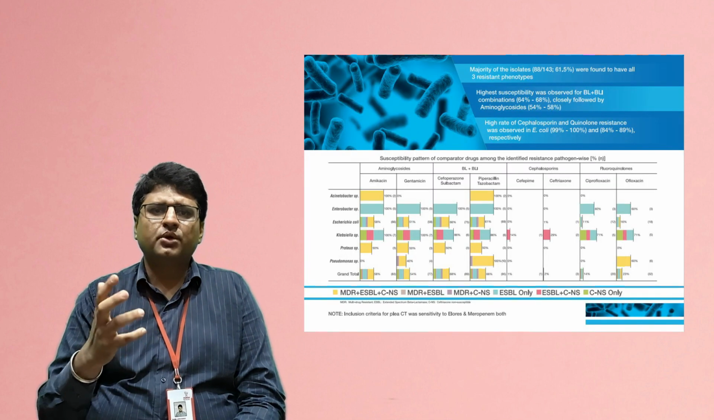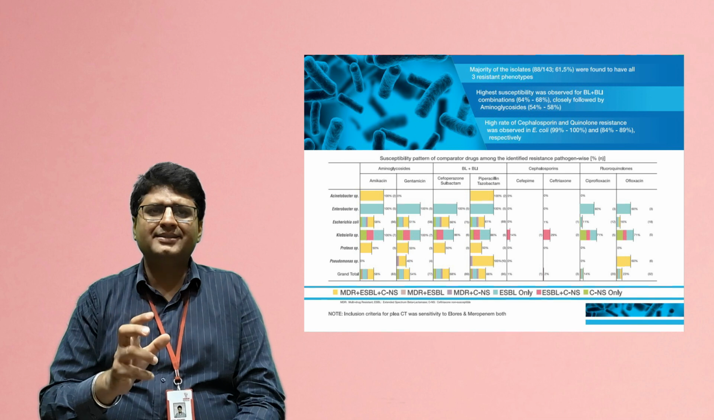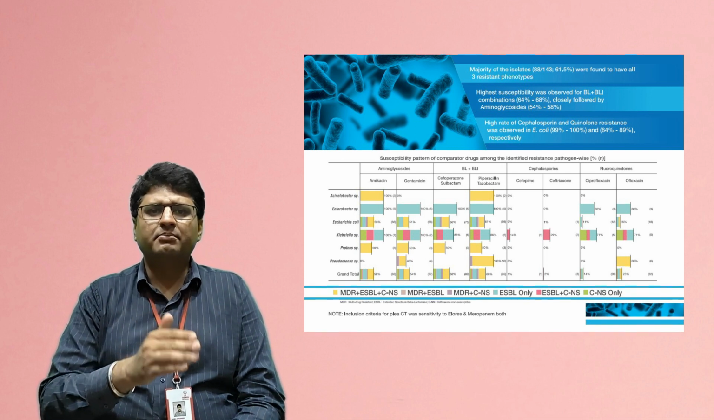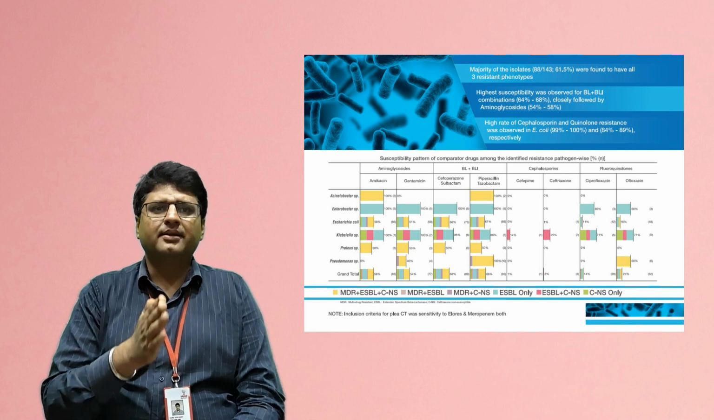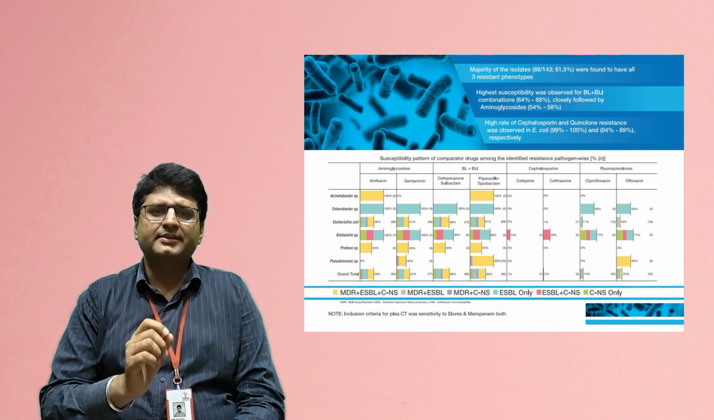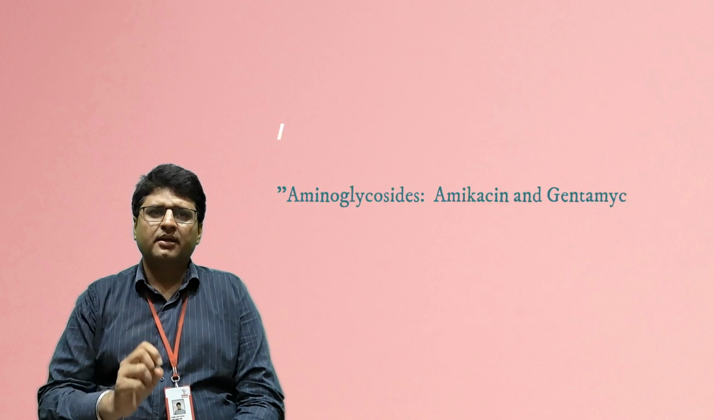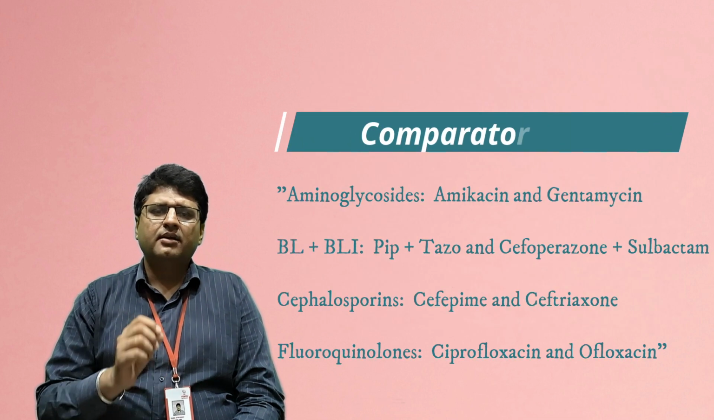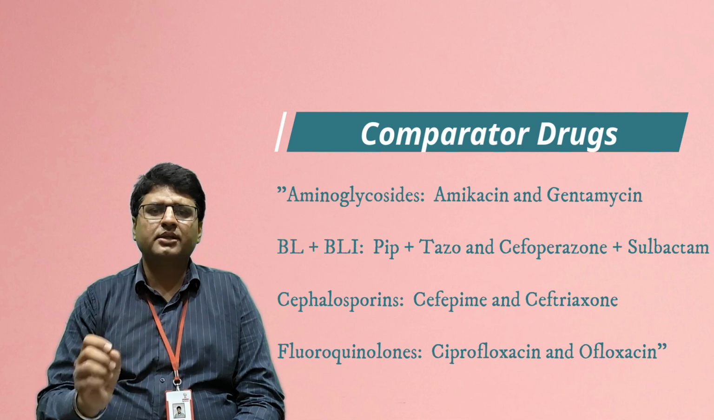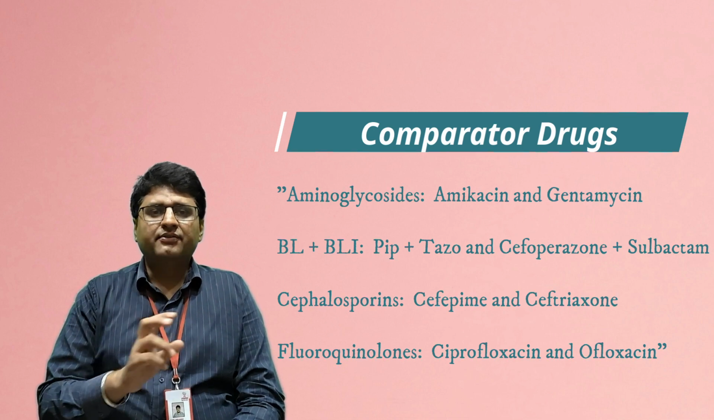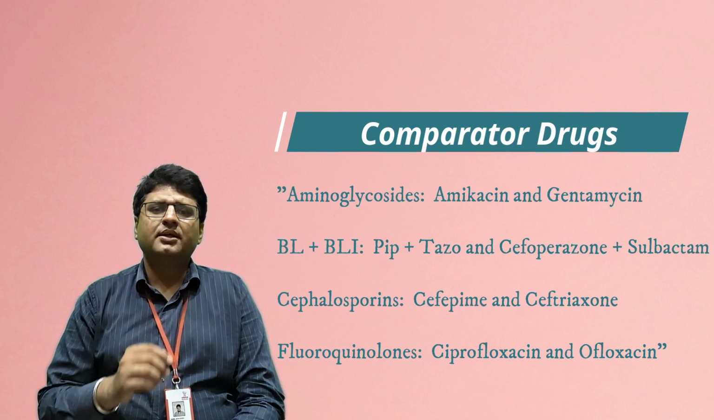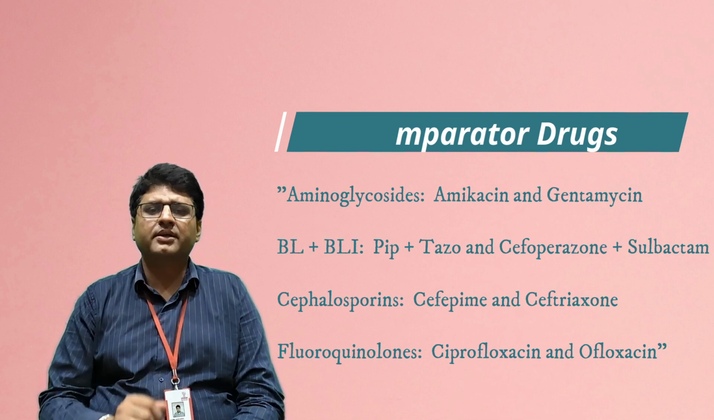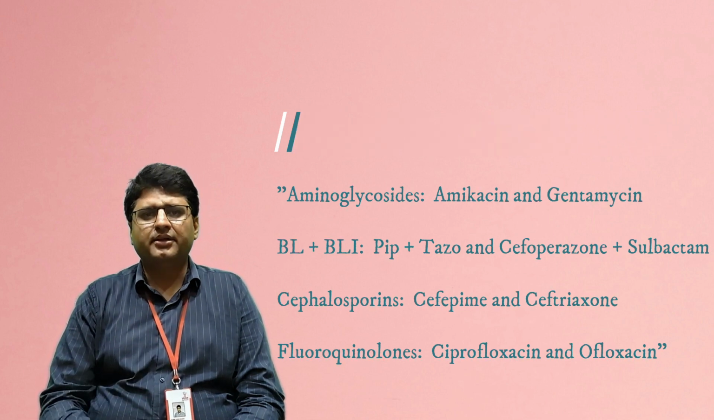Now if we talk about the comparator drugs, 4 groups of antibiotics were analyzed: aminoglycosides, different BL-BLI combinations, cephalosporins and fluoroquinolones. In aminoglycosides, amikacin and gentamicin were analyzed. In BL-BLI combinations, piperacillin tazobactam and cefoperazone sulbactam were analyzed. In cephalosporins, cefepime and ceftriaxone, and for fluoroquinolones, ciprofloxacin and ofloxacin were analyzed in this study.